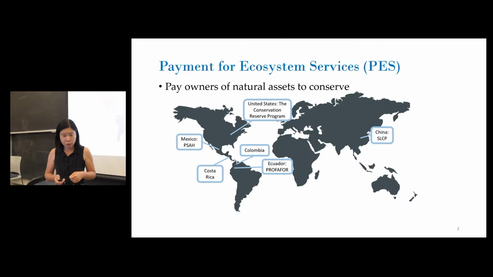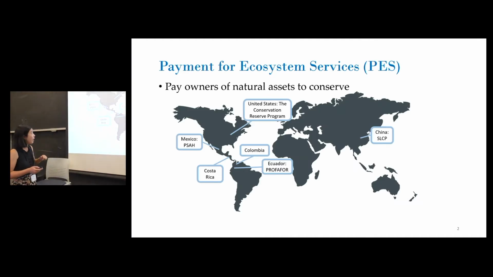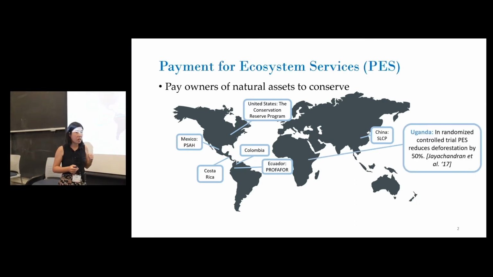Such PES programs have been growing in popularity all over the world, including in the US, China, Mexico. And one particular prominent example from 2017 was in Uganda, where a randomized controlled trial by Jayachandran et al. showed that using these kind of payment for ecosystem services to pay smallholder farmers to not deforest reduced, in that instance, deforestation by 50%.